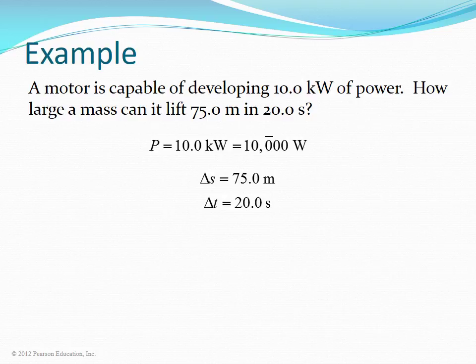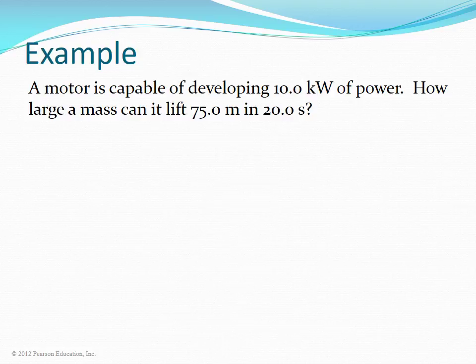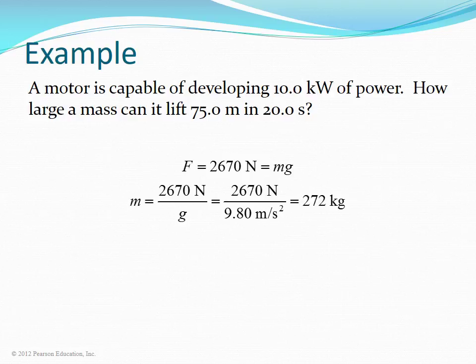We know the distance moved and the time. The power is the work divided by the time, but work is force times the distance moved. Solving for the force and inserting what we know yields a force of 2,670 newtons. Once we have the force and realize that the force is the amount of weight that can be lifted, we can find the mass by dividing by the acceleration of gravity, giving a mass of 272 kilograms.